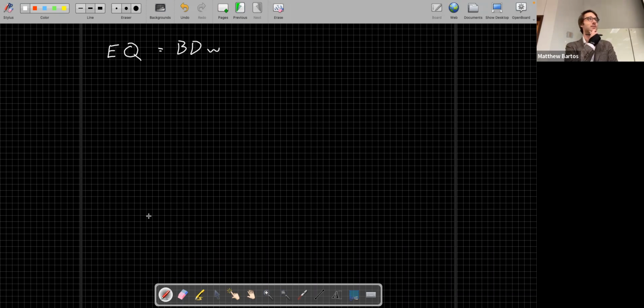Now what can we do? Yeah, so if you remember back to the problem statement, we were looking for the distance between curb inlets. So now all we need to do is solve for the distance between curb inlets. And that could be expressed as EQ divided by B times W. Let's go ahead and evaluate that.